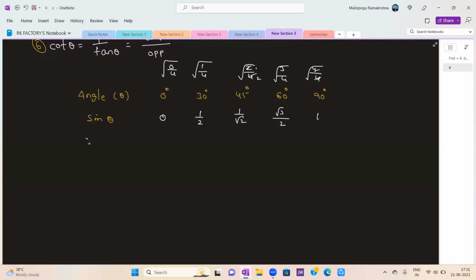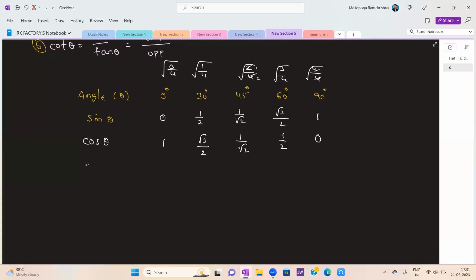And next, cos theta. For the case of cos theta, simply write whatever values you have from 0 to 90 in reverse, from 90 to 0. So 1, root 3 by 2, 1 by root 2, 1 by 2, and 0.